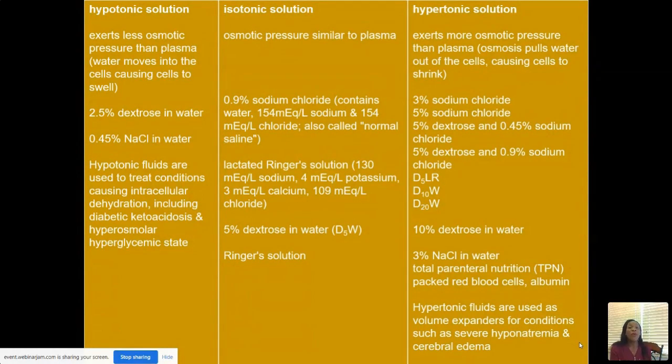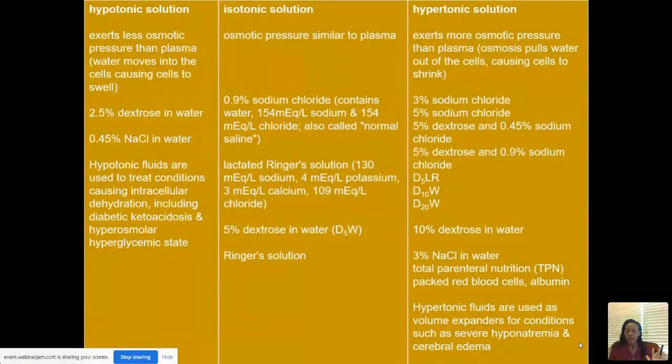You see here 0.45% sodium chloride. That's half of 0.9. So if 0.9% was isotonic, half of that will be hypo. So hypotonic solution has less osmotic pressure. So 2.5% dextrose in water, or 0.45% sodium chloride in water, all of those are hypo. Right now, don't worry about what they're used for. I'm going to go over that in a moment. We've got to do things by step.